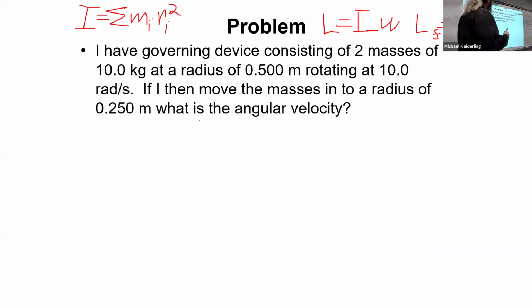So if I have a governing device that consists of two masses of 10 kilograms and a radius of 0.5 meters, you can treat them like point masses. Remember, moment of inertia is m sub i times r sub i squared. Rotating at 10 radians per second, if I then move the masses into a radius of 0.25 meters, what will the angular velocity be? So omega 1 is 10 radians per second at a radius of 0.5 meters. Omega 2, we don't know, but it's at a radius of 0.25 meters.